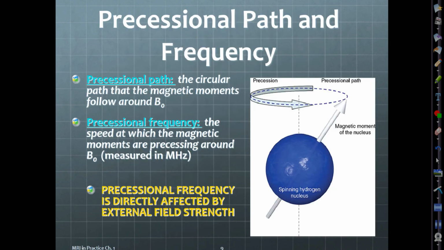All right, so let's define a couple things dealing with precession. We have the precessional path, and that's denoted by the dotted line up here. And that's the circular path that the magnetic moments follow around B sub 0. And then the precessional frequency. That's the speed at which the magnetic moments are precessing around B sub 0. So how fast they're spinning around B sub 0. And that's usually measured in megahertz.